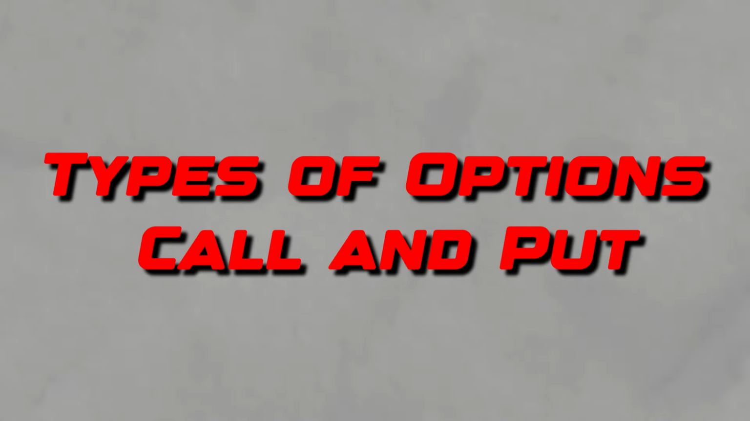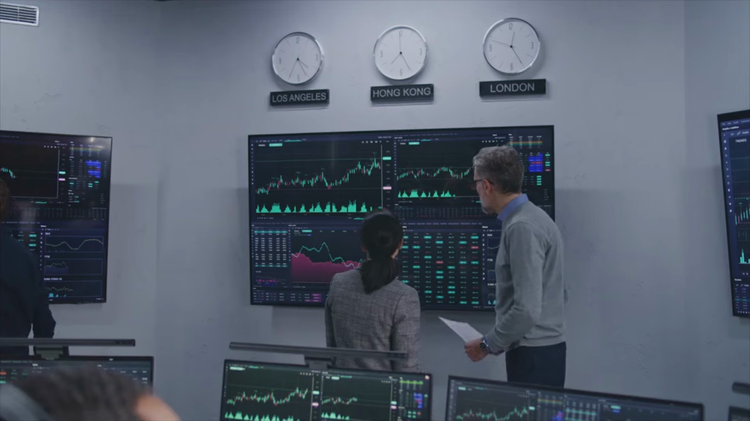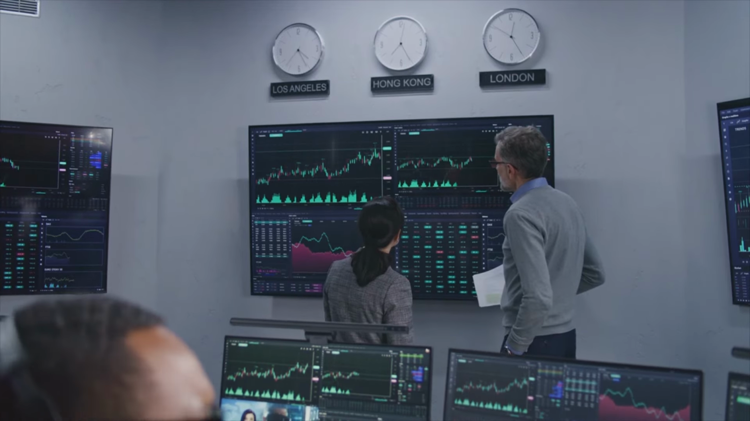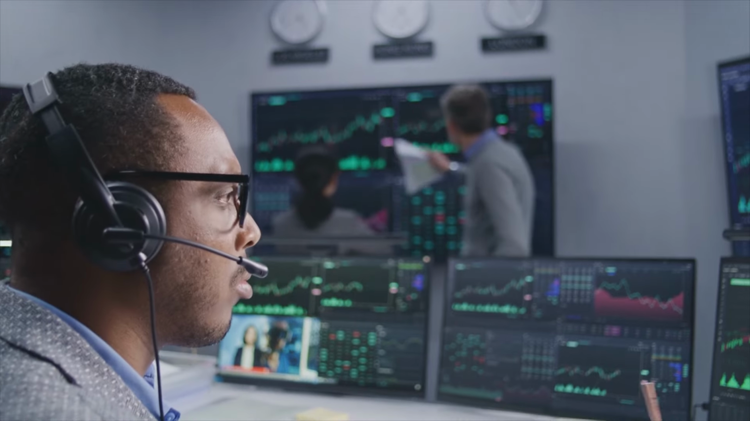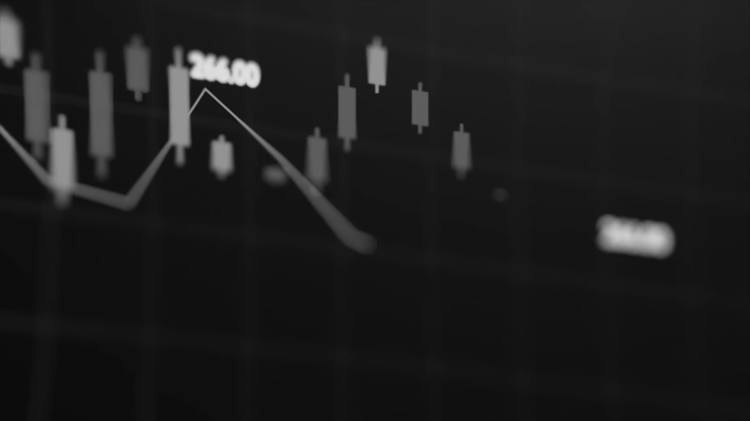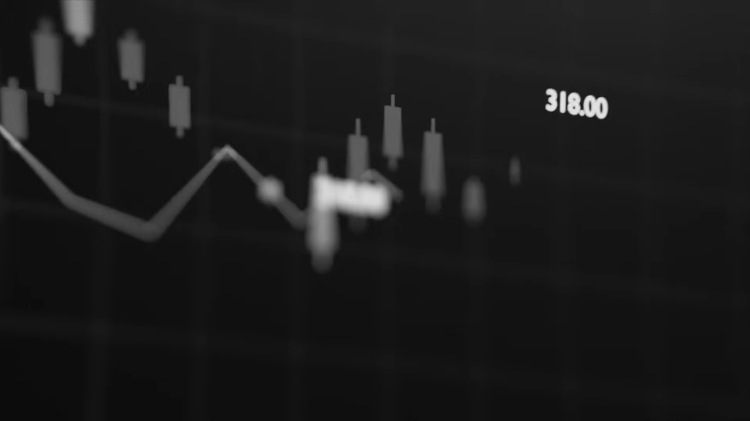Types of options: call and put. There are two main types of options: call options and put options. Call option. A call option gives the buyer the right to buy an underlying asset at a set price within a specific time frame. If you believe the asset's price will go up, you can buy a call option.